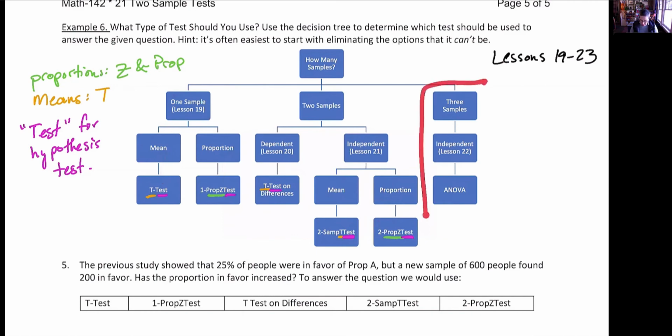Okay, and what we're going to do next is with 3 samples. And they're all going to be independent, and that's ANOVA. If they were dependent, there's another test, but we're not getting into that. This is an introductory statistics class. Everything we do, there's always more to it. Okay, we're just sticking to kind of the basics for pretty much everything we do.